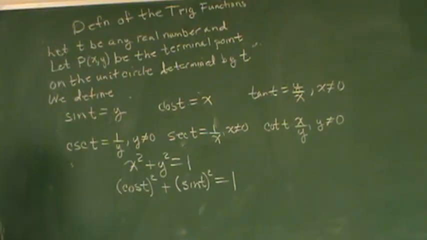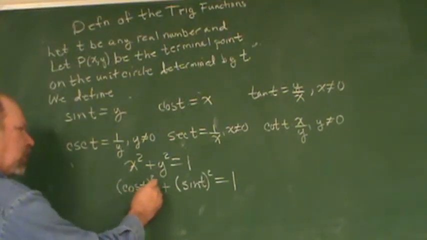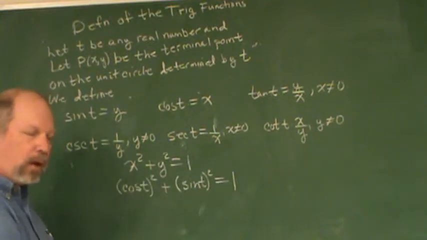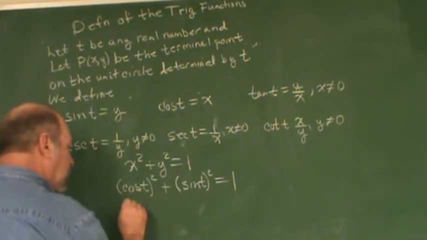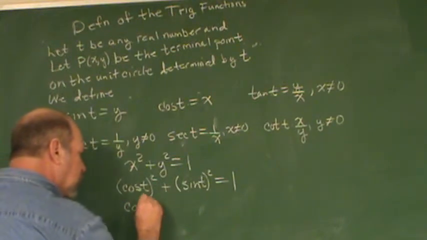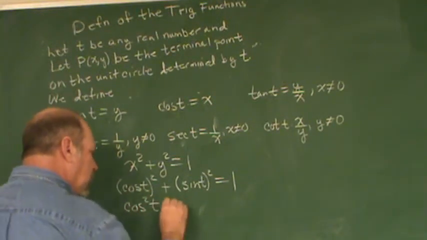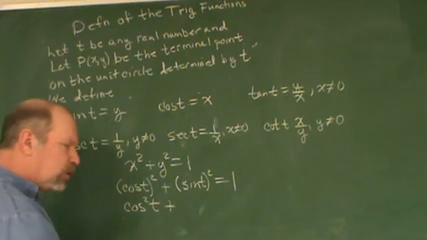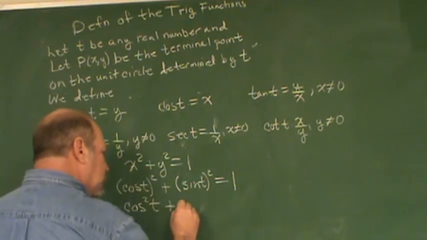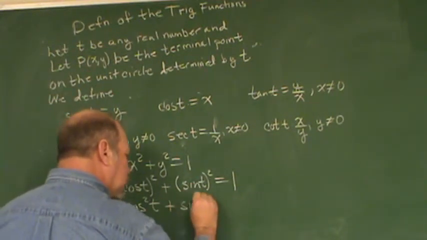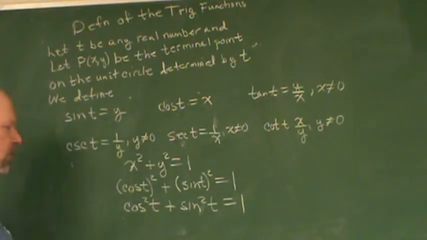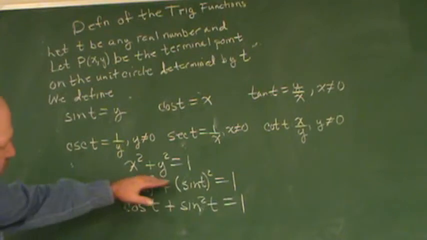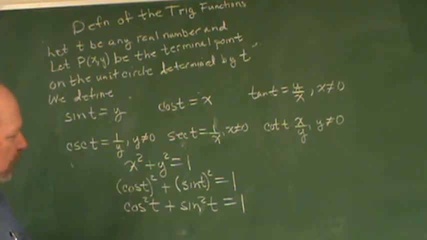Now, generally we don't write cosine of t squared, sine of t squared in this manner. Normally, when you see cosine of t quantity squared, we usually write that as cosine squared of t. Same thing here, you can do it for any trigonometric function. The way we write this is sine of t squared, or sine squared of t. These two statements are equivalent, they mean the exact same thing.